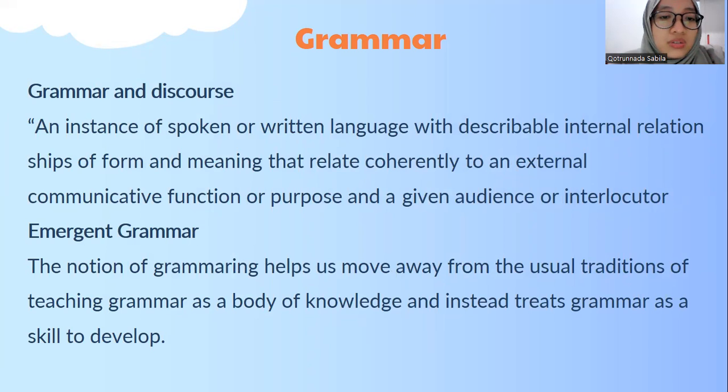And about grammar and discourse. Celce-Murcia and Olshtain 2014 define discourse as an instance of spoken and written language with describable internal relationship of form and meaning that relate coherently to an external communicative function or purpose and a given audience or interlocutor in a particular context. And then emergent grammar. This notion of grammaring helps us move away from the usual traditions of teaching grammar as a body of knowledge and instead treats grammar as a skill to develop.